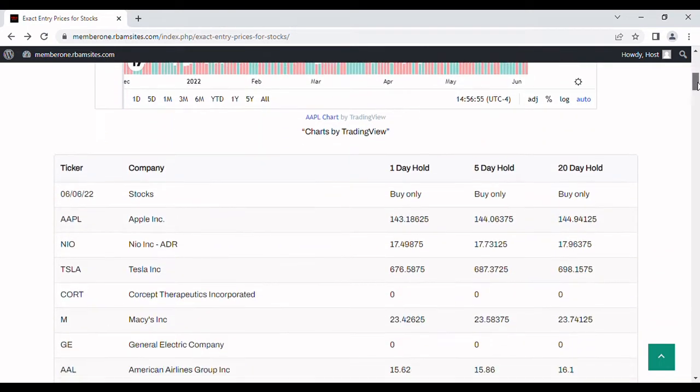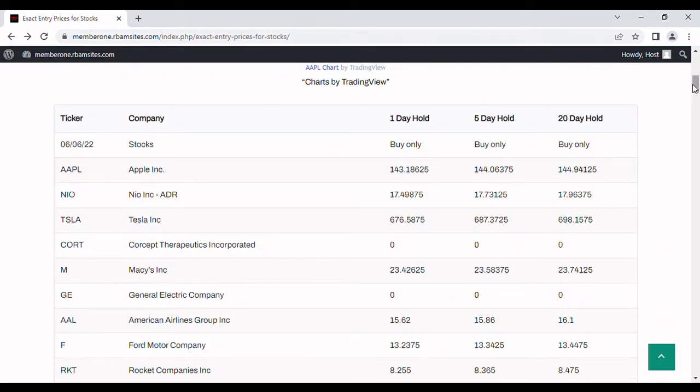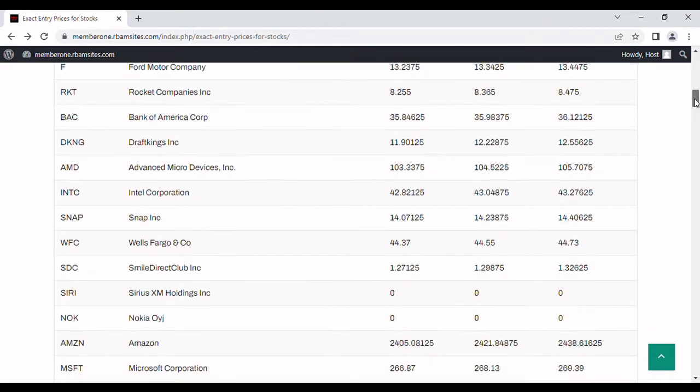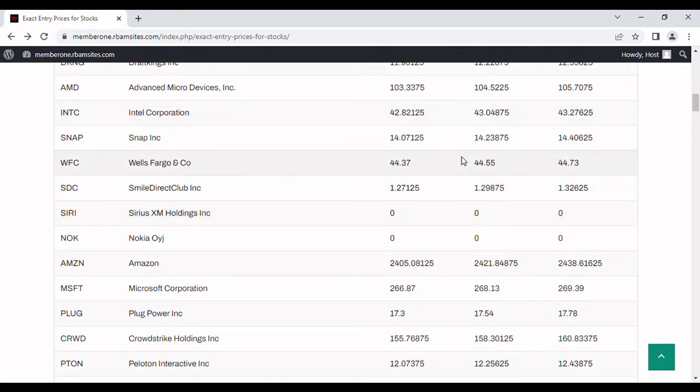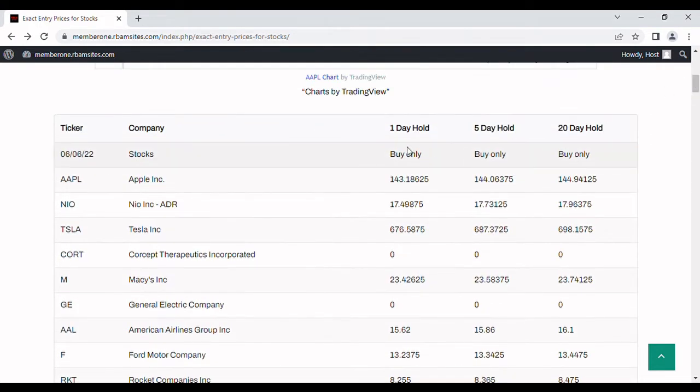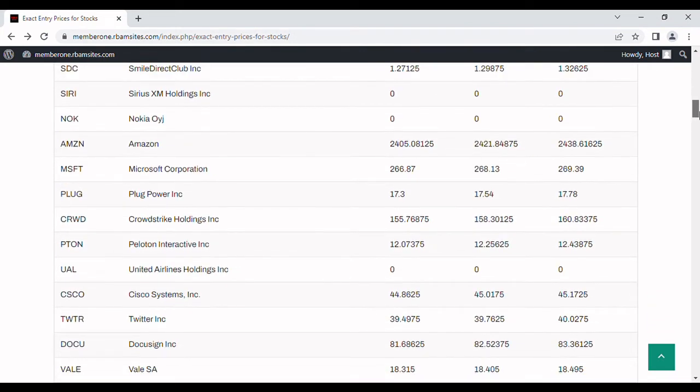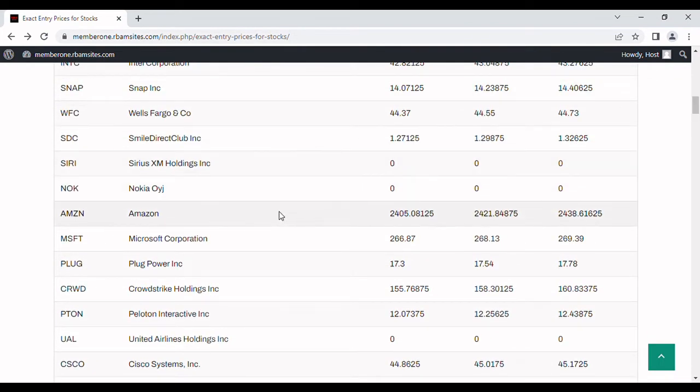If we scroll down here to our sheets, this is an algorithmically outputted sheet for stocks. We have 3 columns here. This is a 1, 5, and a 20-day hold. You can see these at the top. And these are trading day holds, and we can go down here and get some entry prices for Amazon. So this is good for today only, the 6th of June. And these are reference prices. Obviously, you always want to back them up with your own research.